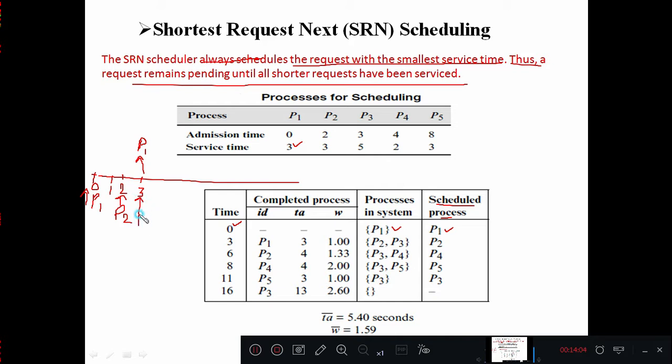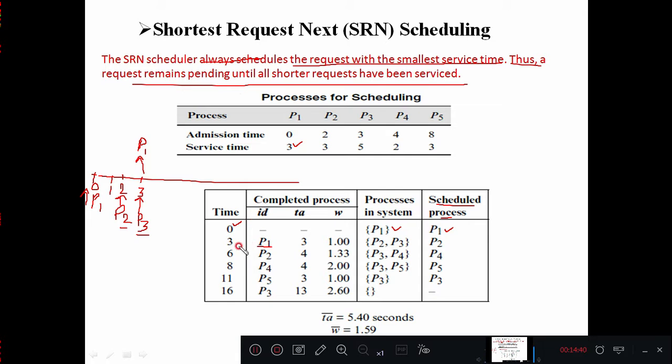So once the process P1 completes its execution, what happens? Once the process P1 completes its execution at 3, now how many processes are there in the system? There are two processes, one is P2, one is P3, right? So the completed process at third second is P1, right? So later we will discuss turnaround and weighted turnaround.